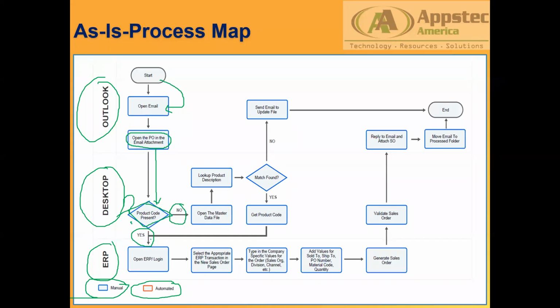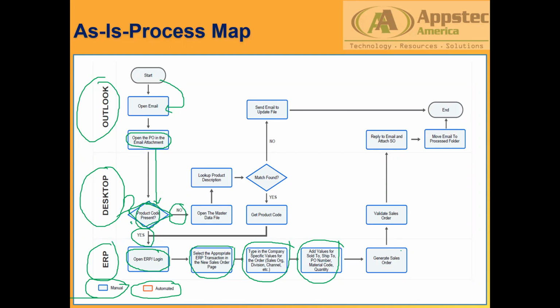Now in yes path, what I'm going to do? If I find that the product code is available, I'm going to log into the ERP application. Okay. Then I'm going to select the appropriate ERP transaction, which is having my sales details for this product code, for this purchase order. I'm going to type in all the details that are required to fill in from the invoice. Let's say it could be the organization, the division, the channel. Then I'm going to add more information to it. Let's say I need to fill in to whom I'm selling it, what is the sold to address, what is the ship to address, what is the PO number, what is the material code, quantity, what is the product details, everything I'm entering.